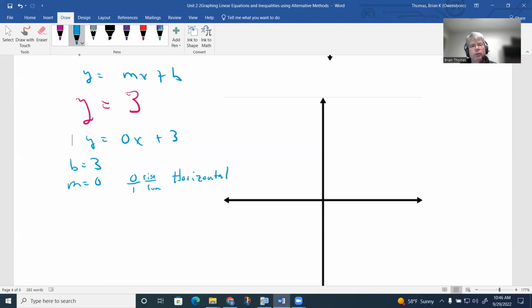So if I graph this using some tick marks, the y-intercept would be 3. So that would be here. And there is no rise, there's only run. This means we draw a horizontal line.